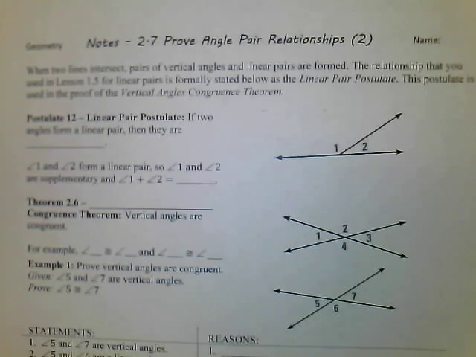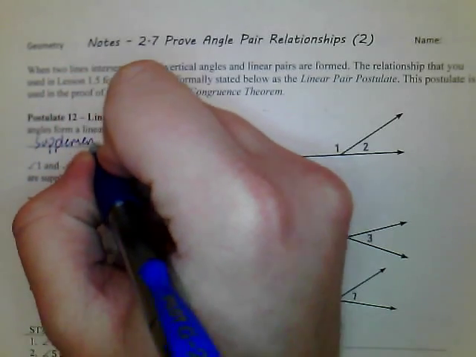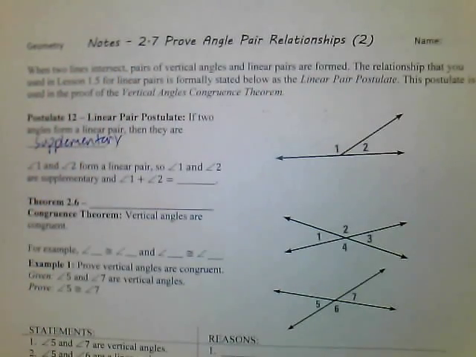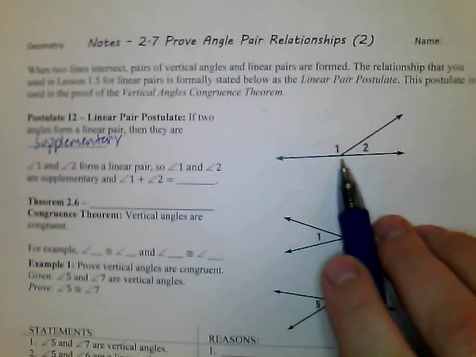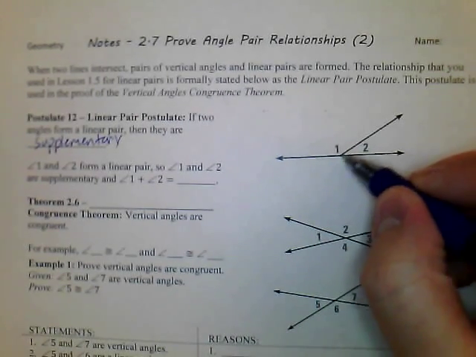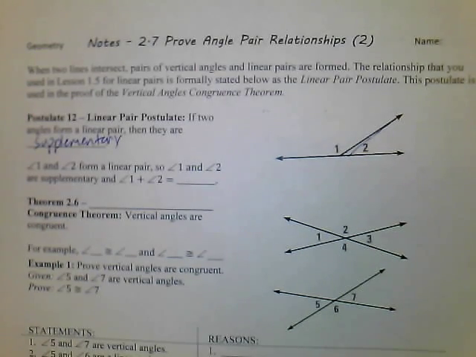Part 2 of lesson 2.7 is going to be all about linear pairs and vertical angles. If you don't remember what those are, a linear pair is two angles that are both adjacent and supplementary. Adjacent means that they are next to each other. You can see these two angles share this vertex, and they share this line right here. So that means that they're a linear pair.